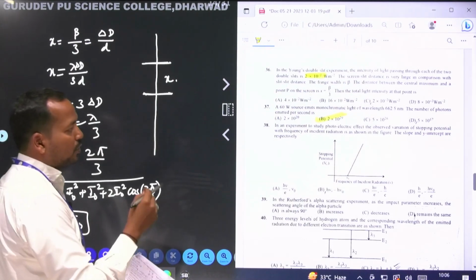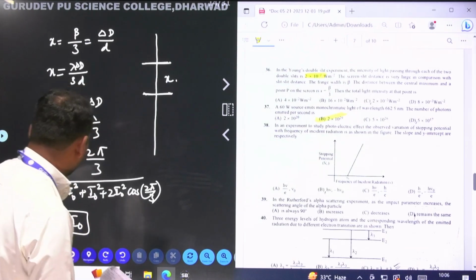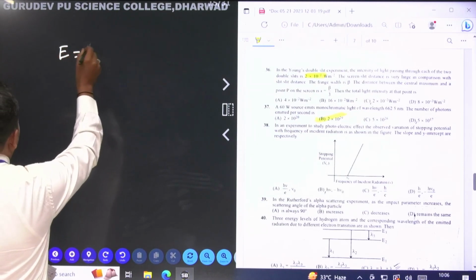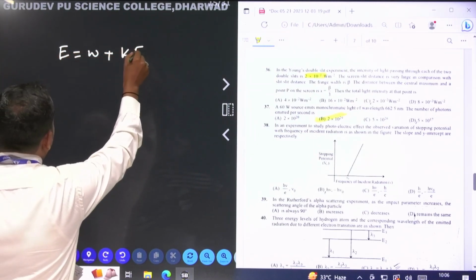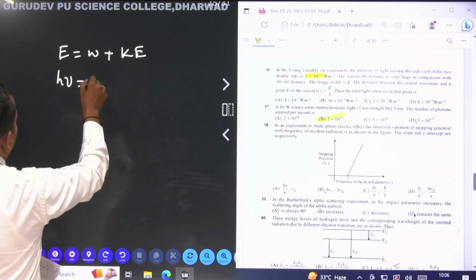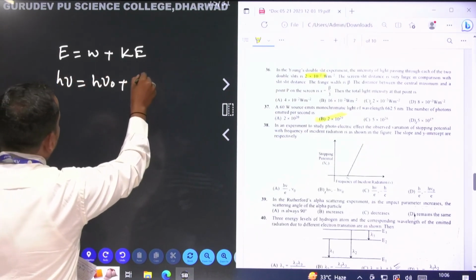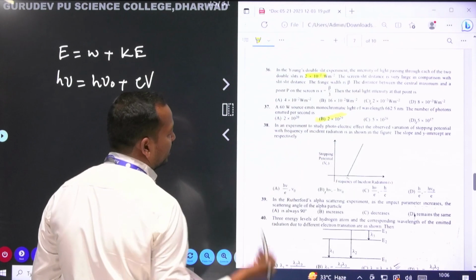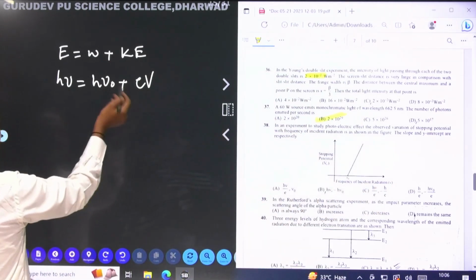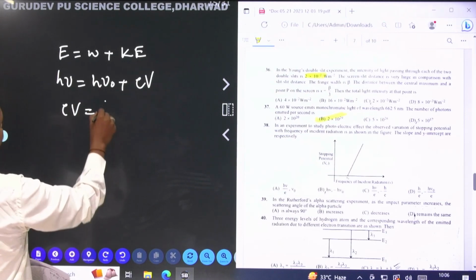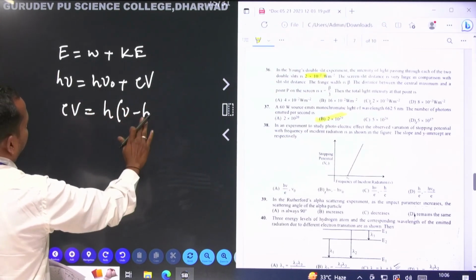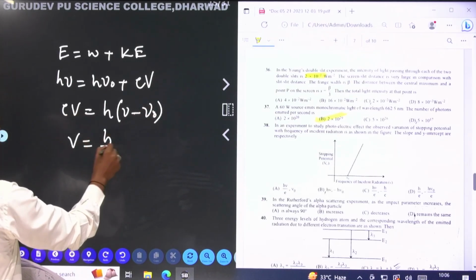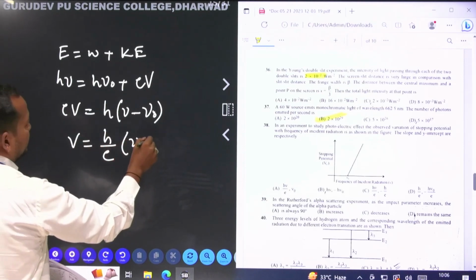The next is the 38th question. In the 38th question, we have a formula regarding Einstein's photoelectric equation, that is, energy E is equal to work function plus kinetic energy. So h nu is equal to work function h nu naught plus eV, correct? Here you want potential because across the y-axis you are taking potential, across the x-axis frequency. Now arranging this, eV is equal to h into nu minus nu naught. By taking this potential here, e will come down here, into nu minus nu naught.